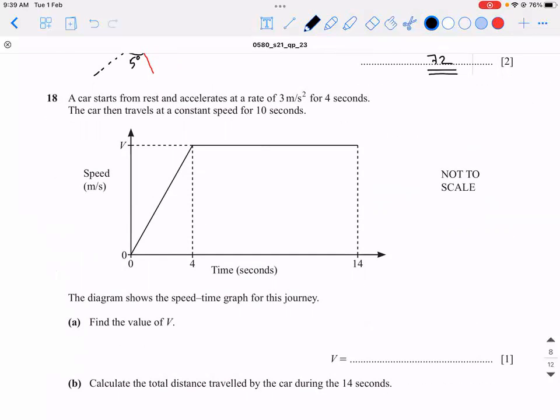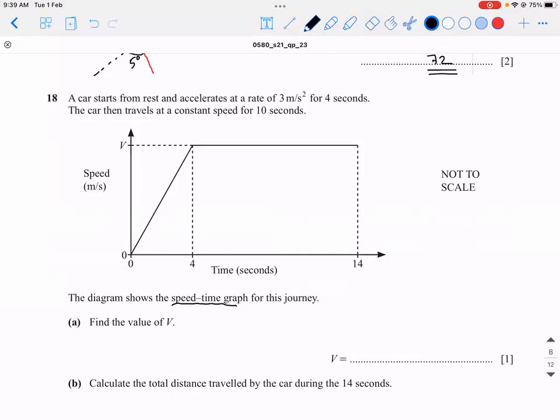A car starts from rest and accelerates at a rate of 3 meters per second squared for 4 seconds. The car then travels at a constant speed for 10 seconds. The diagram shows the speed time graph for this journey. So underline the keyword. What is our keyword? It's speed time graph for this journey. Find the value of v.